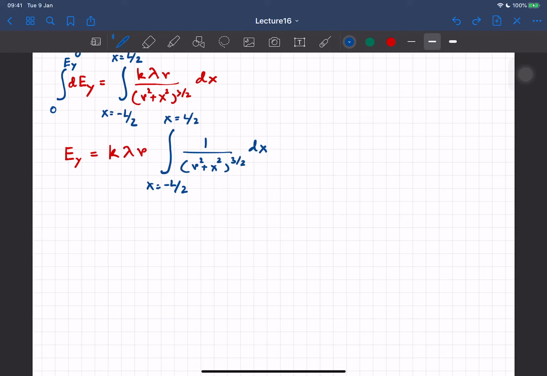Okay, so if I look up the table of integration, you're going to find that this is quite a common integral. It's not that difficult to do, but it's also not that easy. So I'm going to write down the result here. Integrating this, you're going to get x over r square, 1 over square root of x square plus r square. That's the result here.